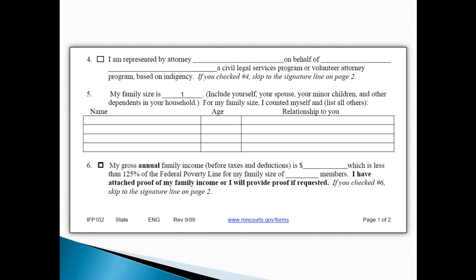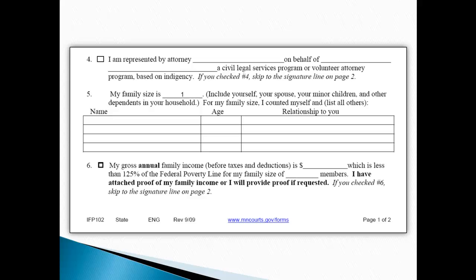Question 4 would be checked only if an attorney is representing you for free. If not, skip to question 5 and fill in the number of family members living in your household. Write in the names, age, and relationship to you for each individual living in your household.